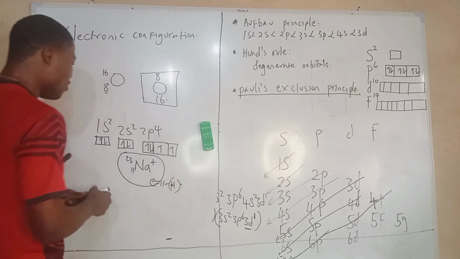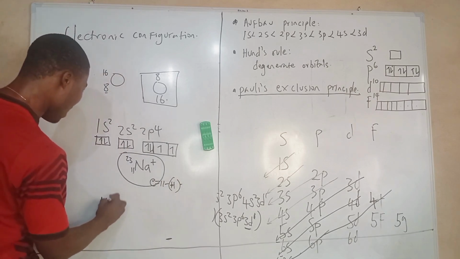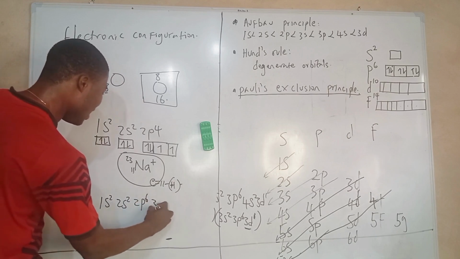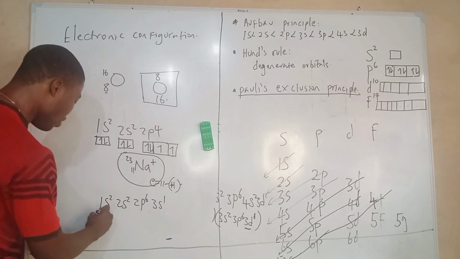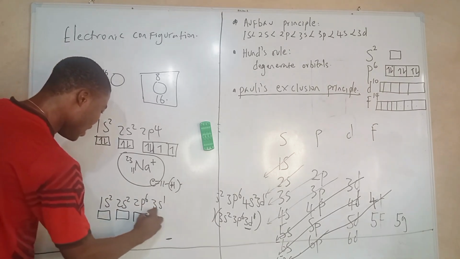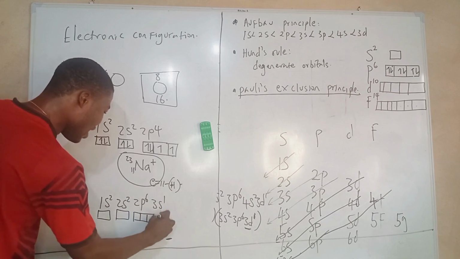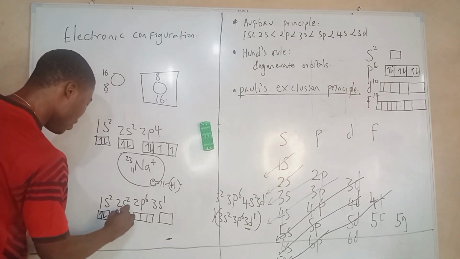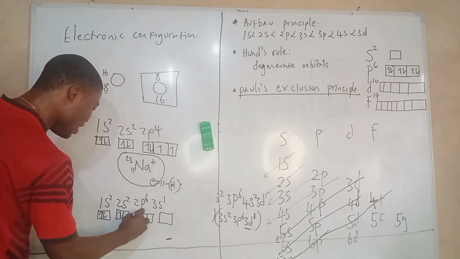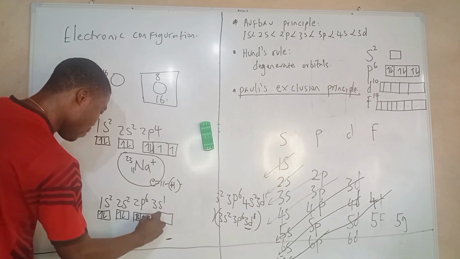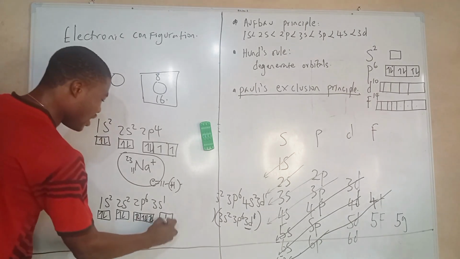Okay, so let's fill 11 electrons first. So 11 electrons should be 1s2, 2s2, 2p6, 3s1. Here is 1 box, here is 1 box, p is 3 boxes, and the last s is 1 box. So this is spin up, spin down, spin up, spin down. What do we do here? Singly before pairing, there are 6 electrons, so we fill singly, then pair.